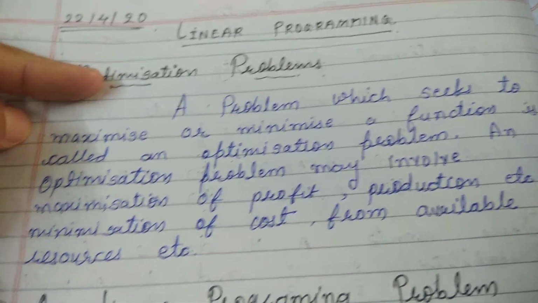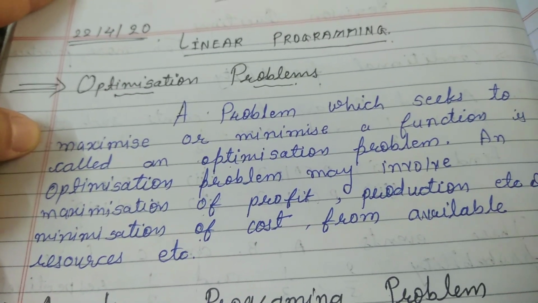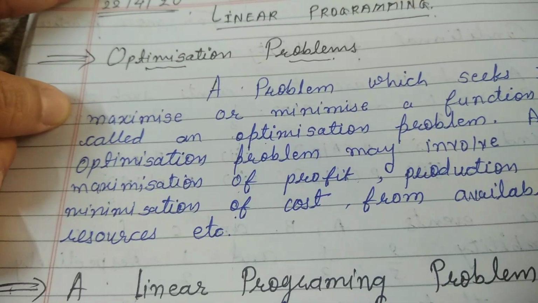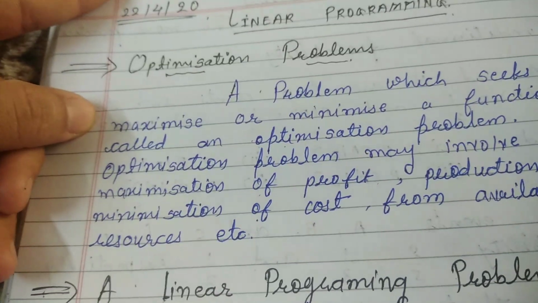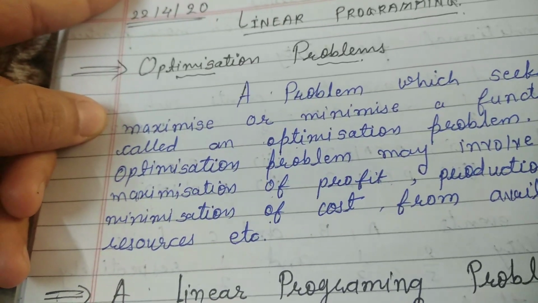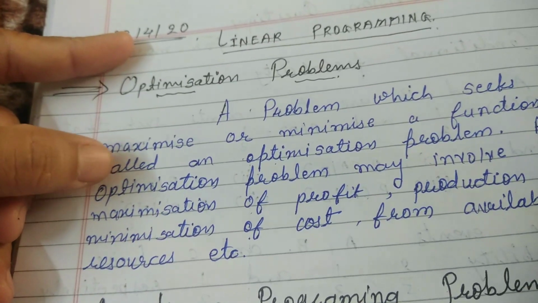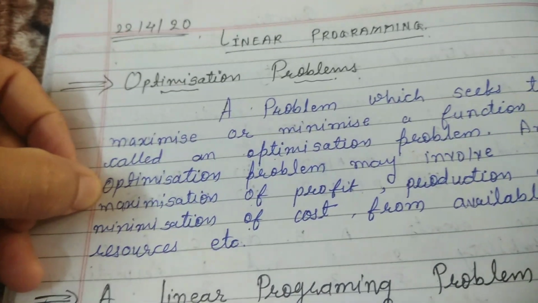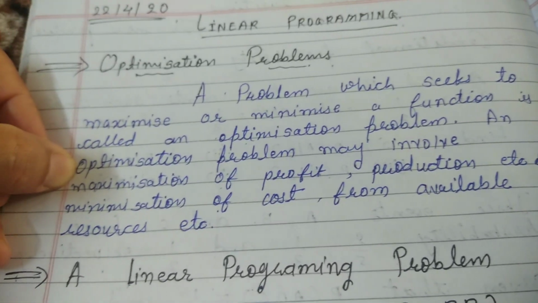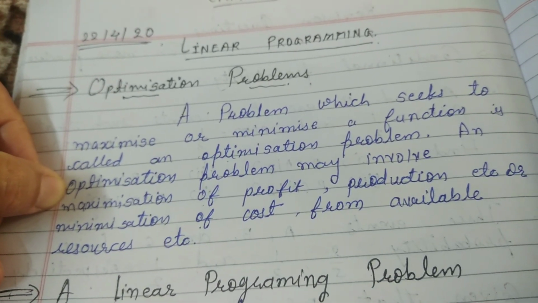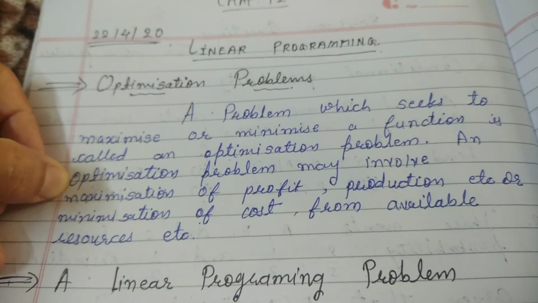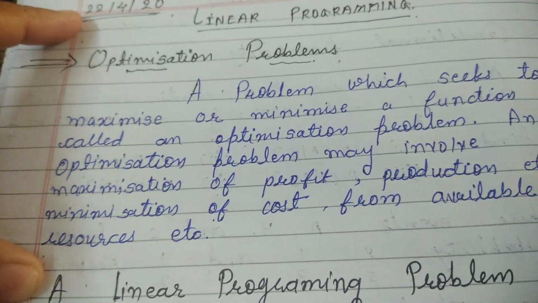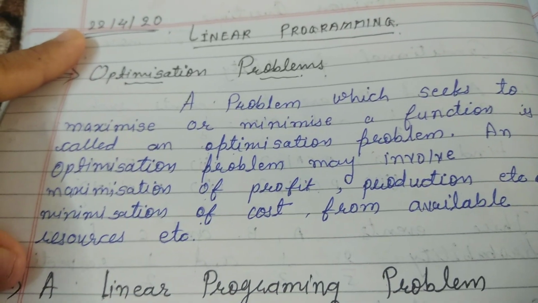A problem which seeks to maximize or minimize a function. That means if we derive a problem in the form of maximize or minimize, and we can find some function for it, then it is called an optimization problem. I will explain how we can do that again. An optimization problem may involve the maximization of profit, production, etc., or minimization of the cost from the available sources. This type of problem is known as an optimization problem.